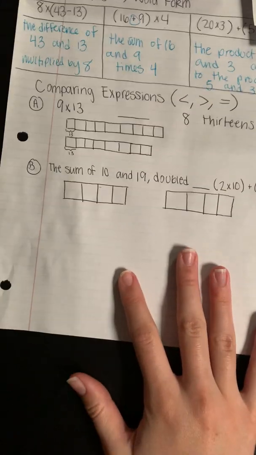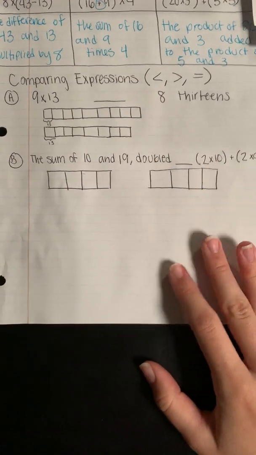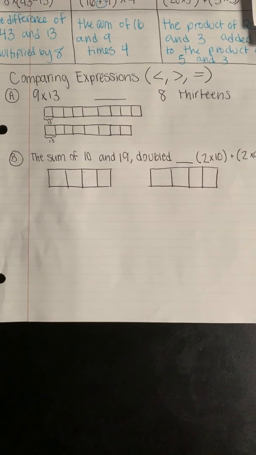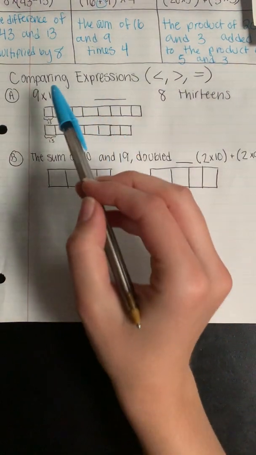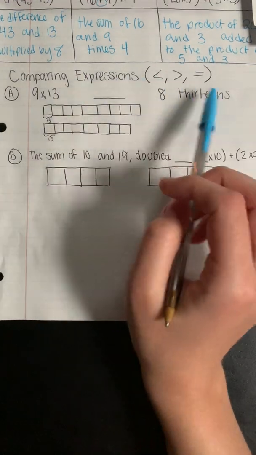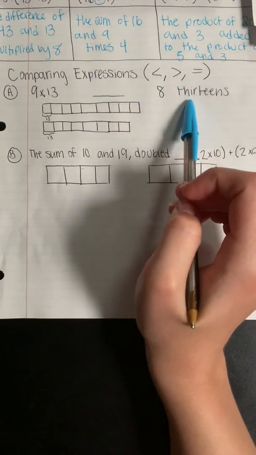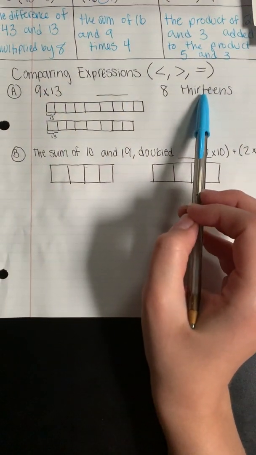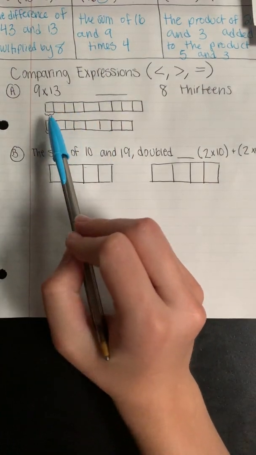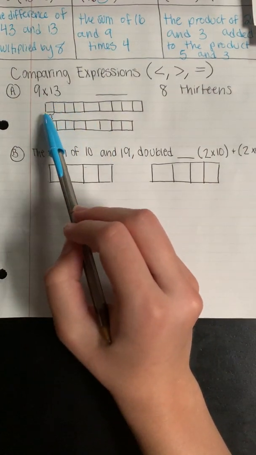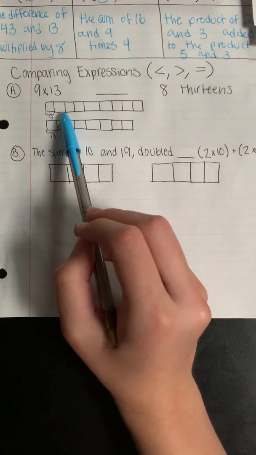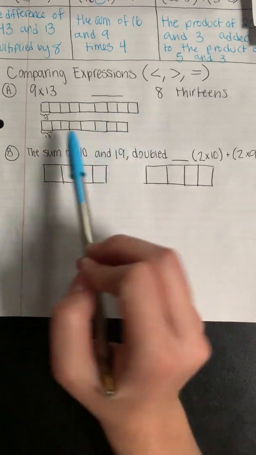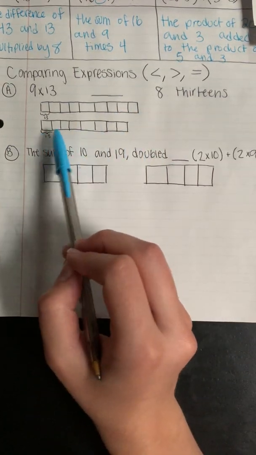Okay, and then finally, we have some expressions here at the bottom that we need to compare using symbols. So we have the less than sign, the greater than sign, and the equal to sign. And they gave us two expressions that we need to compare and show which expression is larger or which one has more value or smaller, or are they equal. So when they give us two expressions, a way that you could figure out which one has more value is by drawing the diagrams. So this first expression, 9 times 13, I showed you 13 9 times. And then the second one, I showed you 13 8 times.